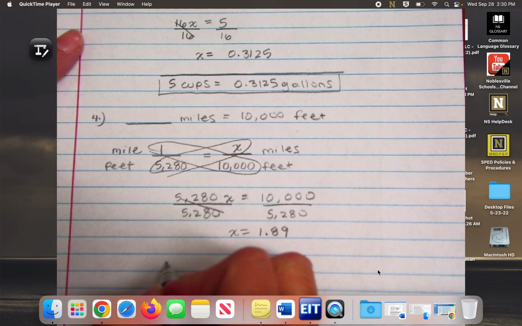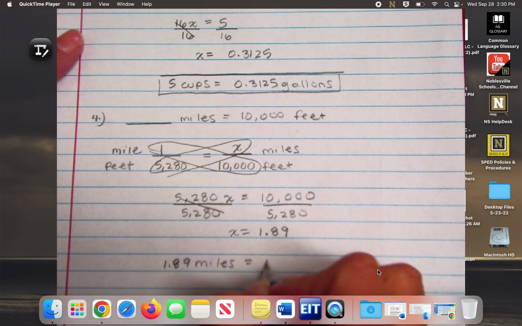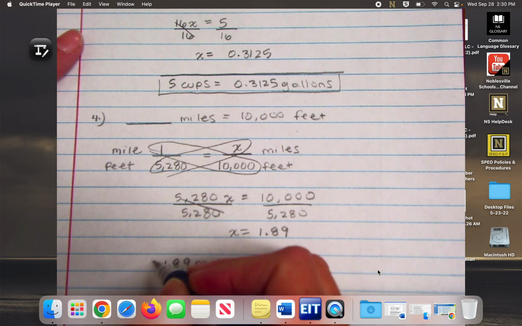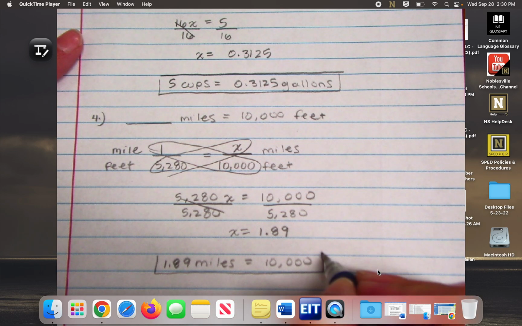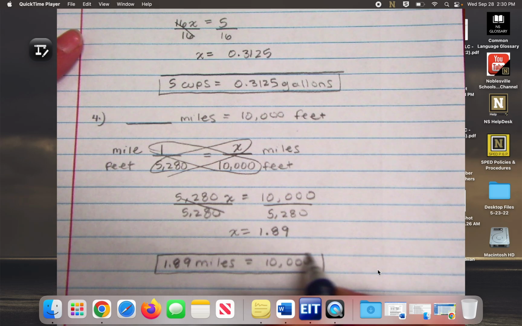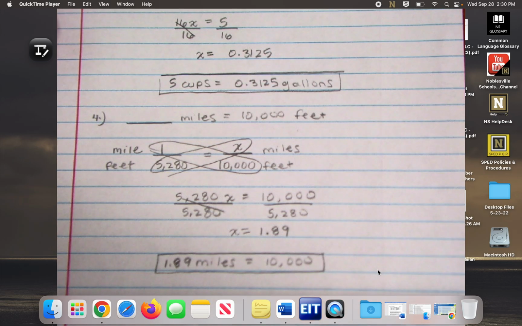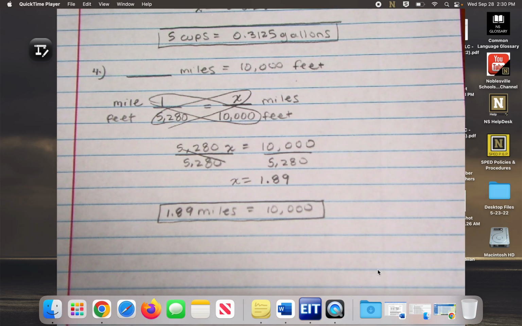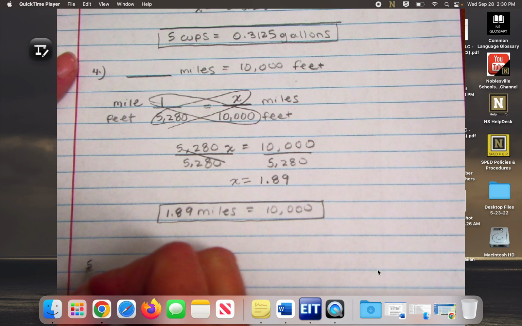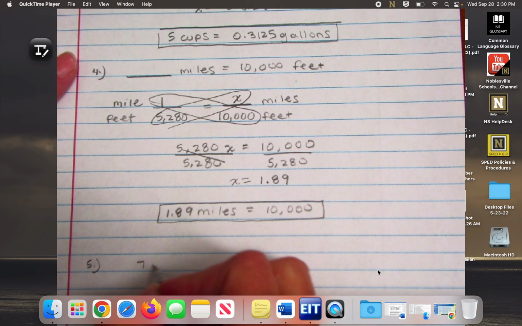So we know that 1.89 miles equals 10,000 feet. Now if you did it in the calculator, it's more than that, it's a decimal that doesn't stop, so that's why I cut it off at 2 decimal places. 1.89 miles in 10,000 feet.